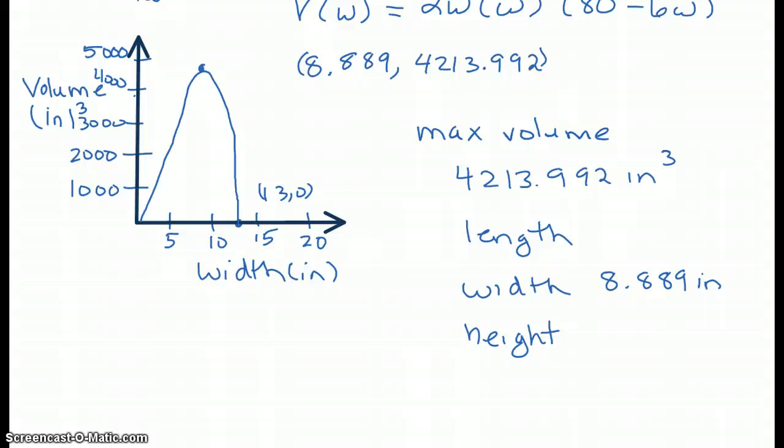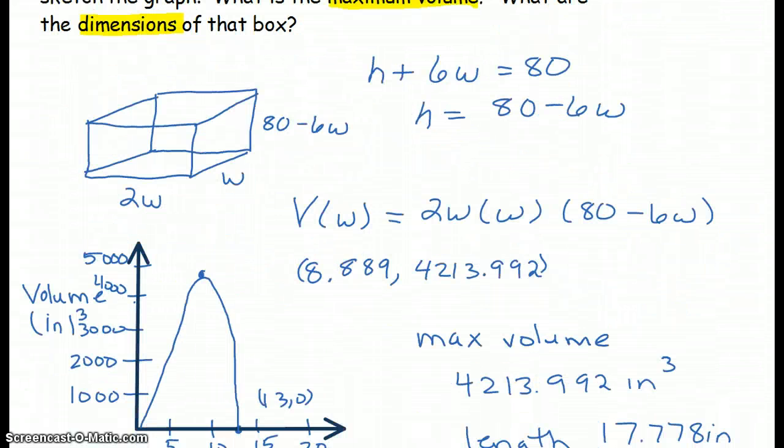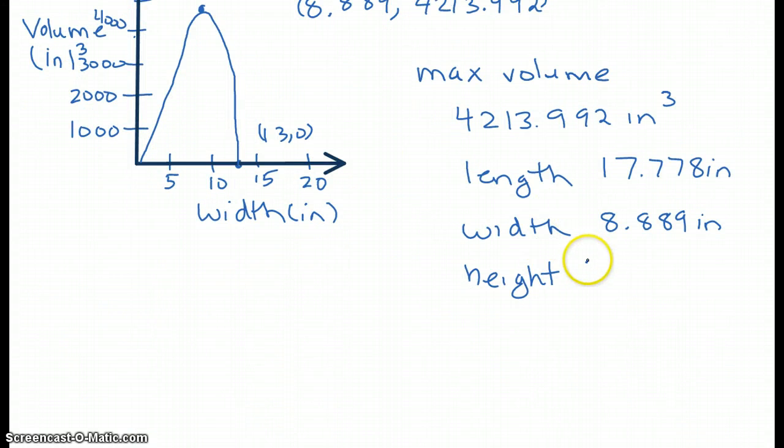So I'm going to do 2 times 8.889, and I get 17.778. And again, it's in inches. Then I go back to recall what my height was, and it's 80 minus 6 times 8.889. So it'll come out to be 26.666 inches.